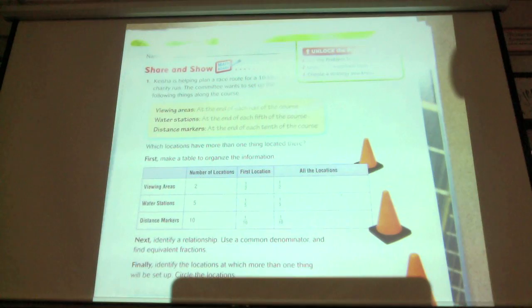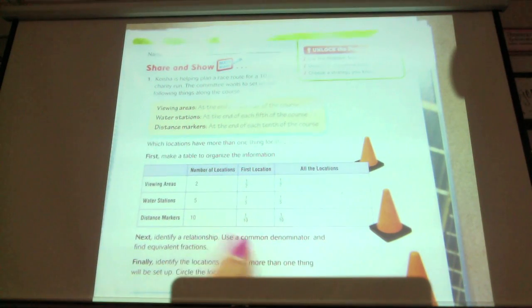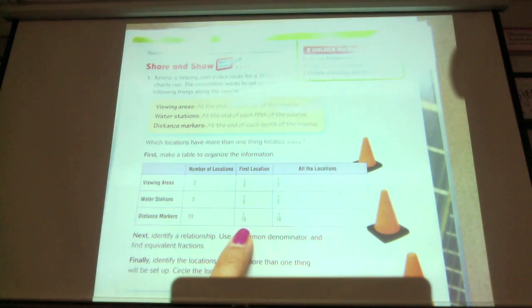Okay? And the last thing is the distance markers. It says at the end of every 10th of the course. So there's going to be how many? 10. You're thinking how many equal parts. It's telling you in the denominator how many equal parts there are. So the first one starts at 1/10.